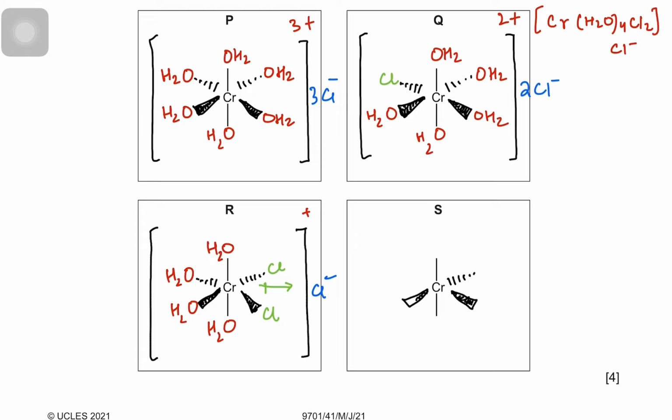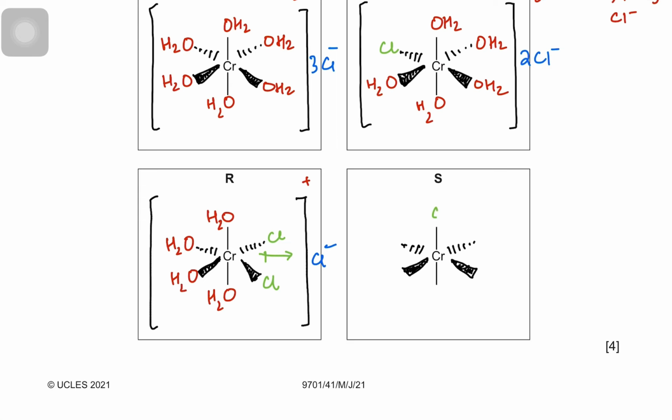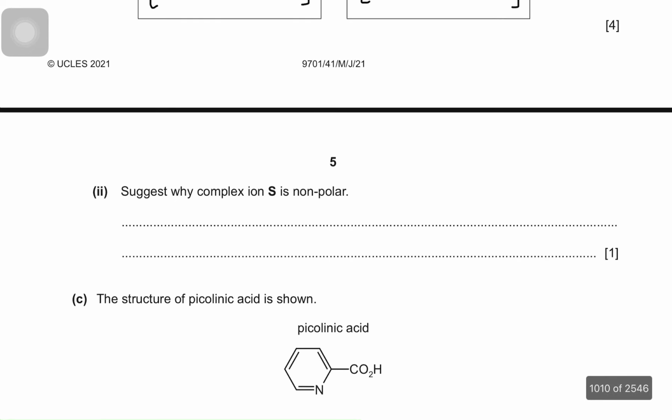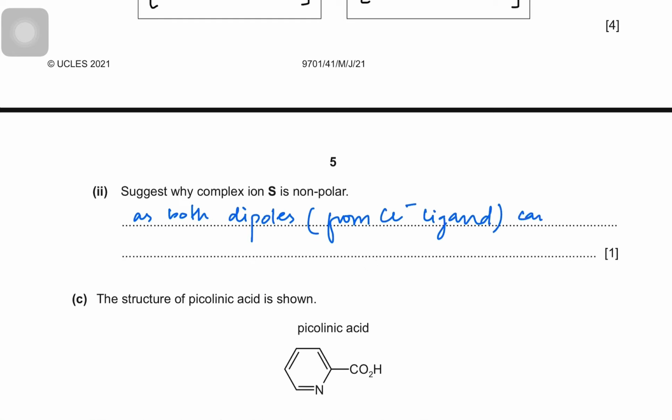In structure S, when you talk about the complex formation, you can notice that the table has called it non-polar, which means both chlorides are oppositely placed. Opposite placement means the dipoles cancel each other. And when you place the square brackets, you will realize that it has a symmetrical structure. Suggest why complex ion S is nonpolar. So my answer is going to be simple, as both dipoles from chloride ligands cancel each other.